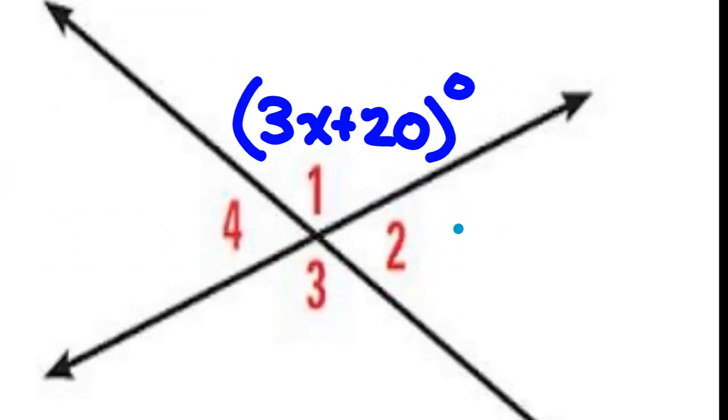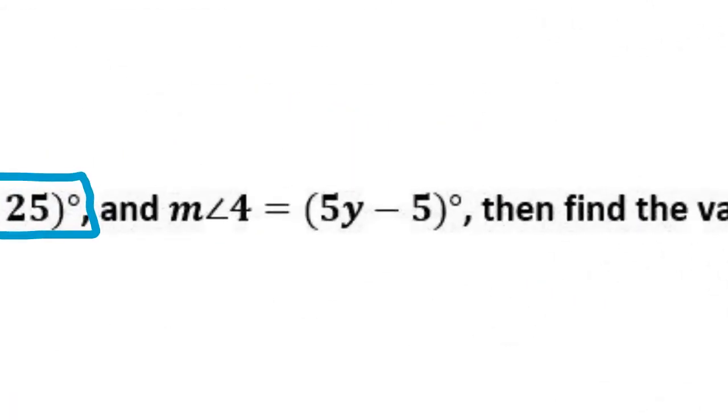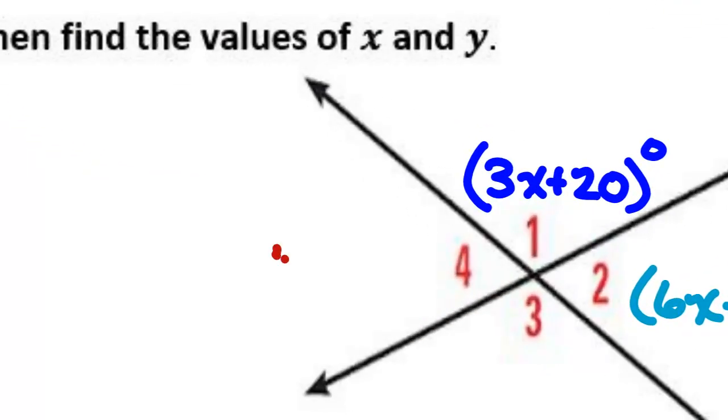Measure of angle 2 is 6x plus 25. Angle 2 is right here, 6x plus 25. And the measure of angle 4 is 5y minus 5. Angle 4 is over here, 5y minus 5.